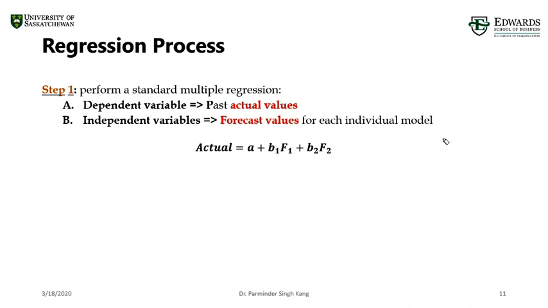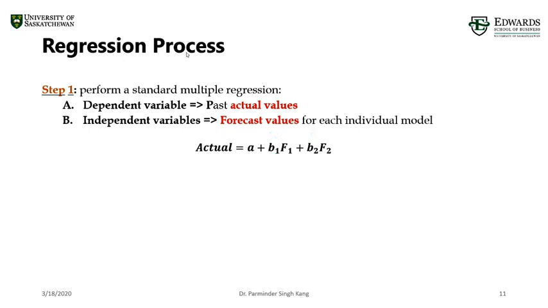Okay, so let's walk through the regression process. Here we are writing a simple equation for multiple regression where you have actual values, which is y, equals intercept, which is A, plus slope B1, the weight for the first forecasting model, times F1, the forecast value for model 1. In our example, we're going to use Winter's model as F1, our first forecasting method, and causal regression as our second forecasting method, F2.